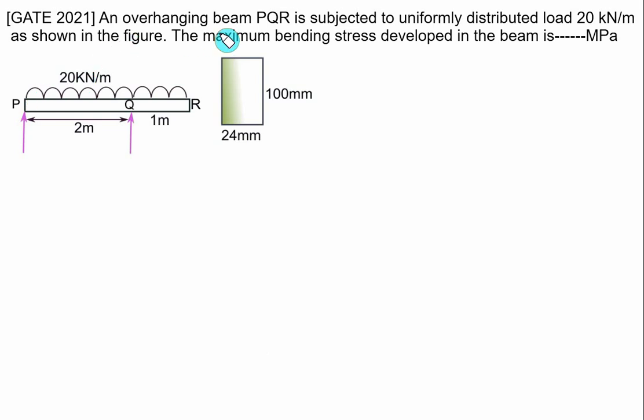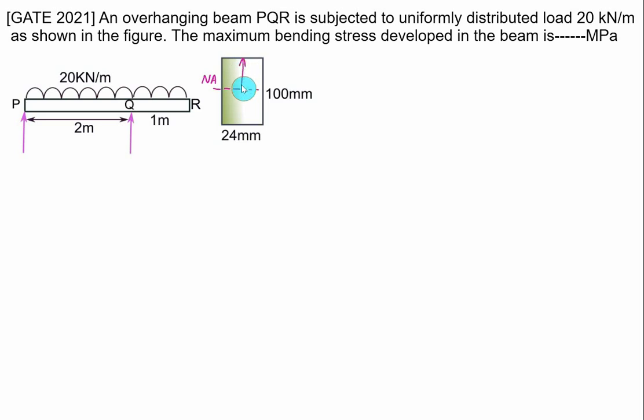An overhanging beam PQR is subjected to a uniformly distributed load of 20 kN per meter. So instead of a simply supported beam, this time we have been given an overhanging beam and we are interested to know the maximum bending stress. Whenever we have a rectangular section, we can locate the neutral axis and find out the value of the top fiber and bottom fiber where we have maximum stress.